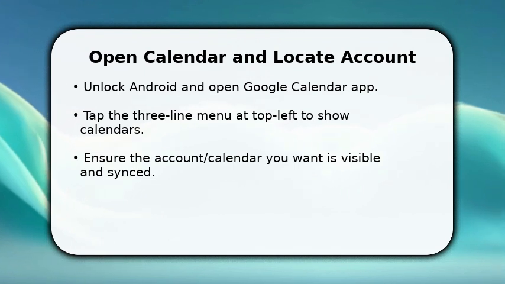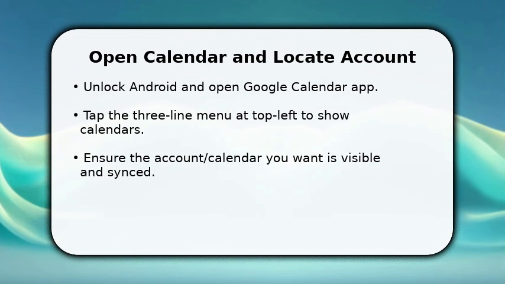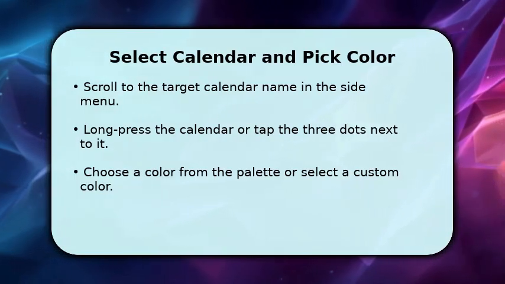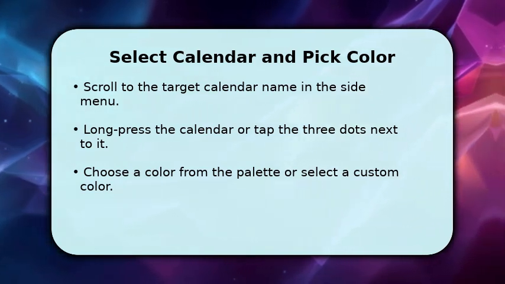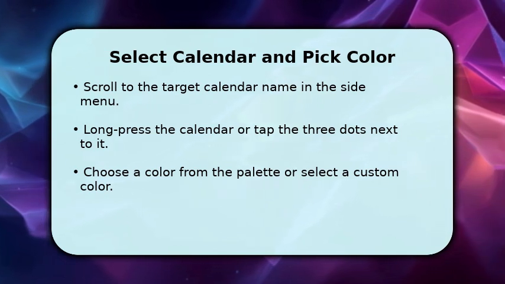If events don't appear, pull down to refresh to force sync so colors will apply correctly when you proceed to the next step. Next, locate the specific calendar in the side menu and either long press its name or tap the three-dot icon to open options. This reveals the color choices for that calendar.